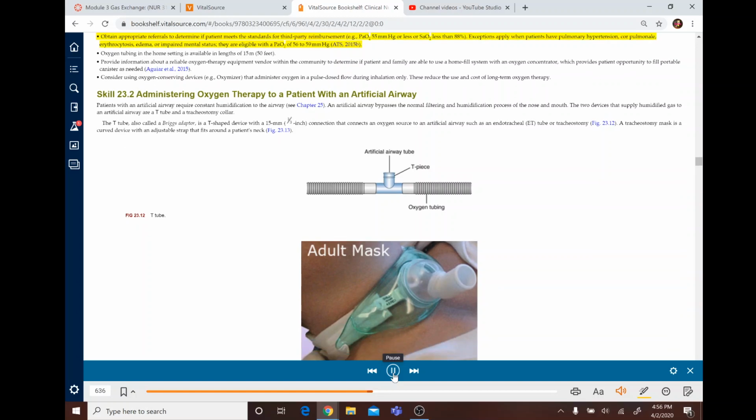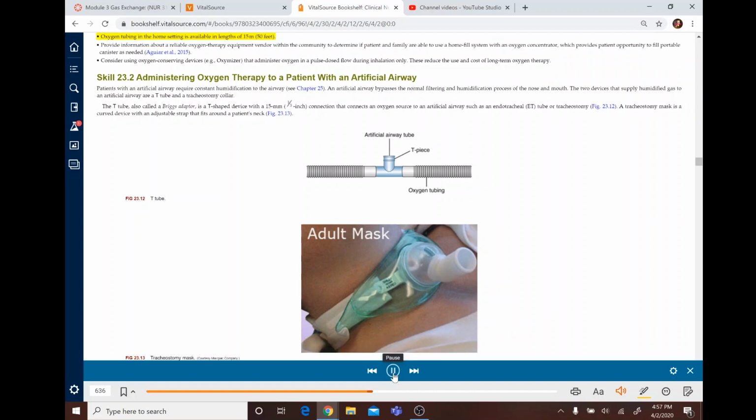Home care. Obtain appropriate referrals to determine if the patient meets the standards for third-party reimbursement, for example PaO2 55 mm Hg or less or SaO2 less than 88%. Exceptions apply when patients have pulmonary hypertension, cor pulmonale, erythrocytosis, edema, or impaired mental status. They are eligible with a PaO2 of 56 to 59 mm Hg (ATS, 2015b).